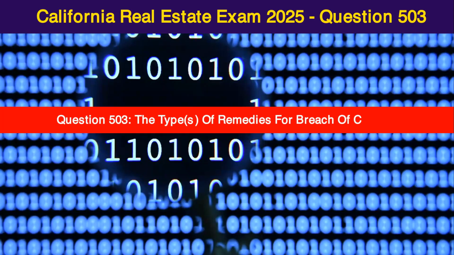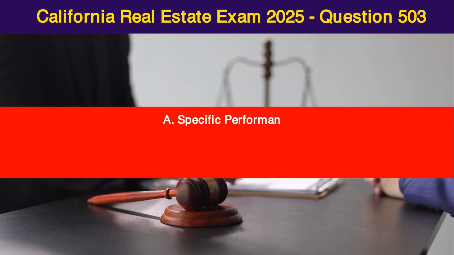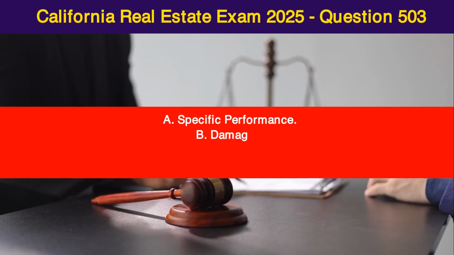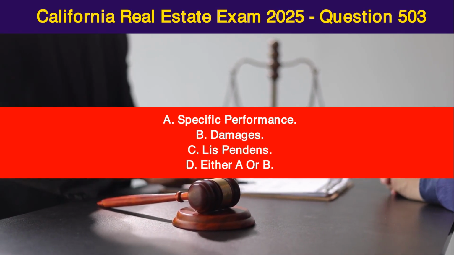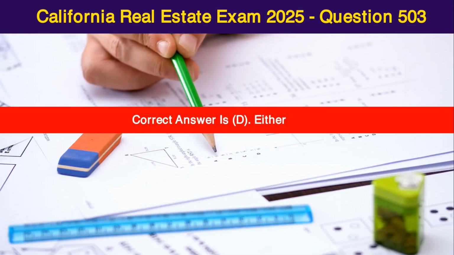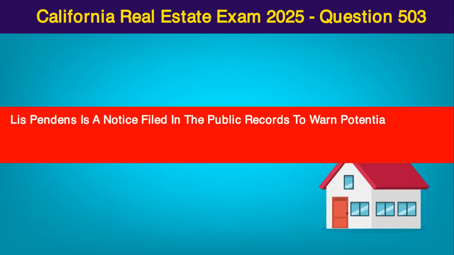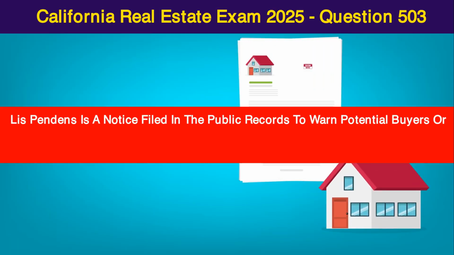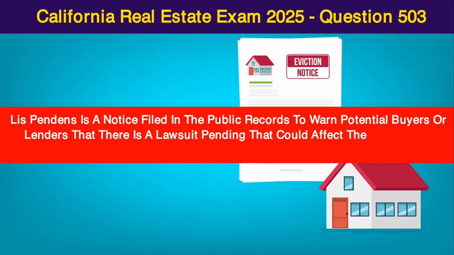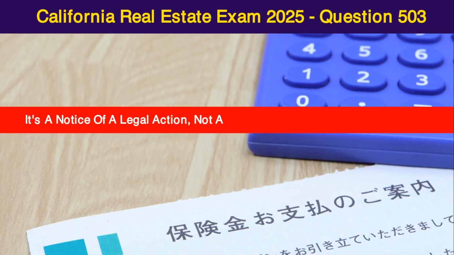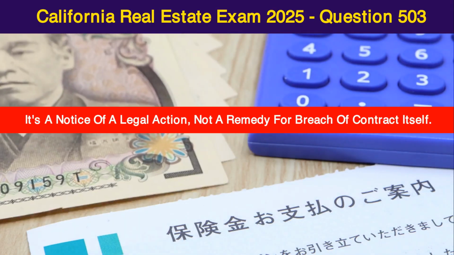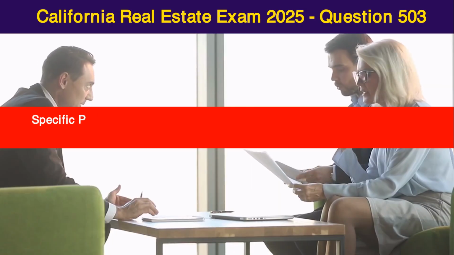Question 503. The types of remedies for breach of contract. A. Specific performance. B. Damages. C. Lis pendens. D. Either A or B. Correct answer is D. Either A or B. Lis pendens is a notice filed in the public records to warn potential buyers or lenders that there is a lawsuit pending that could affect the title to the property. It's a notice of a legal action, not a remedy for breach of contract itself.